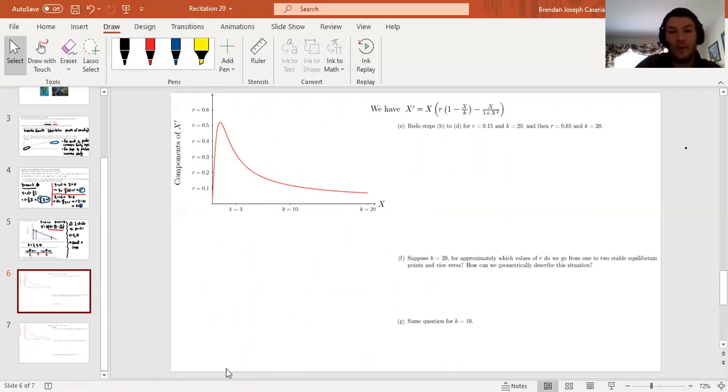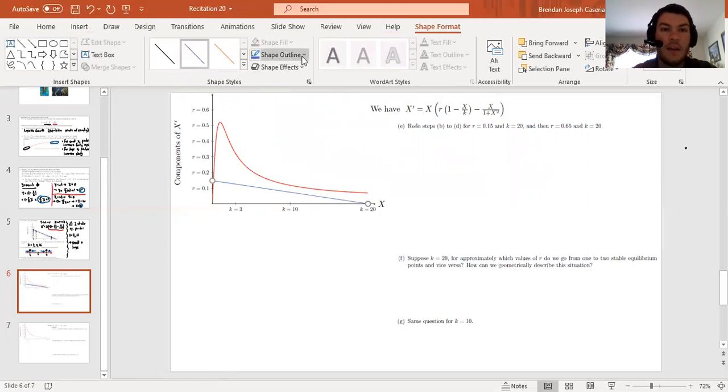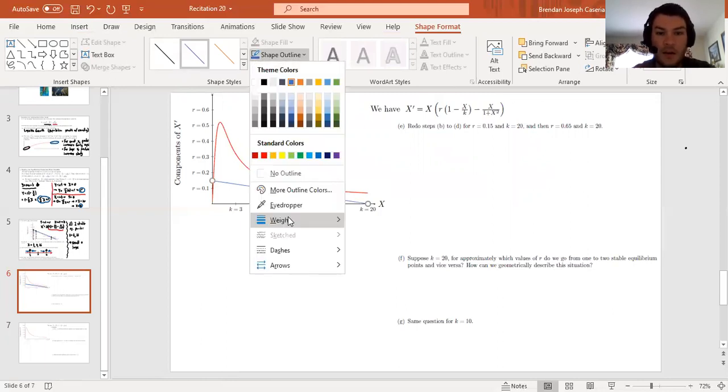Okay, so now we're doing the rest of part 2. Basically, we're just redoing these steps for different lines. For r equals 0.15 and k equals 20, and then r equals 0.65 and k equals 20. So let's get those. 0.15, so that's about there, and k equals 20. And again, let's make this a bit bigger.